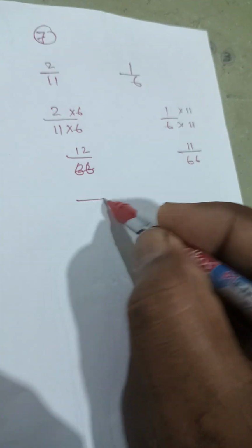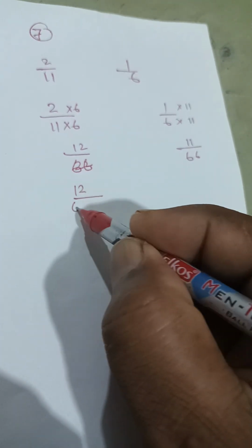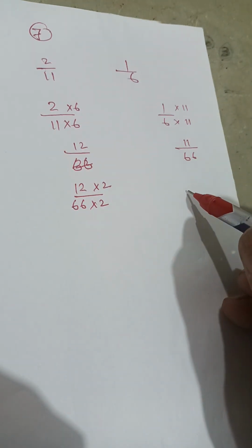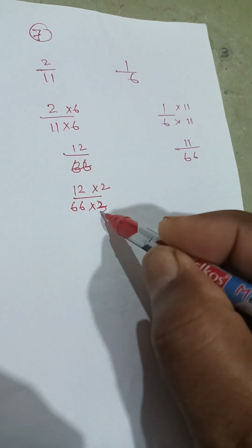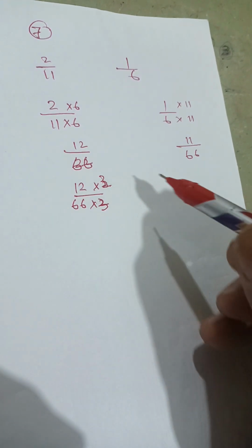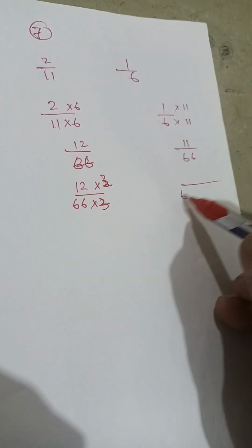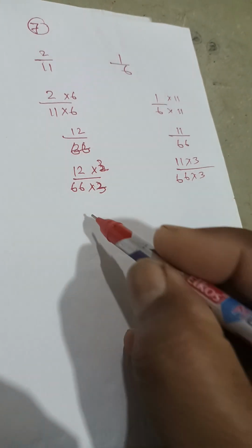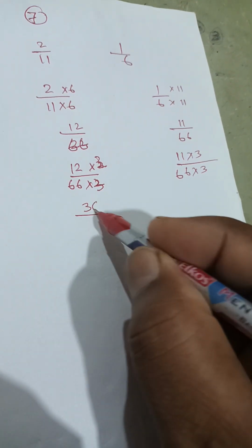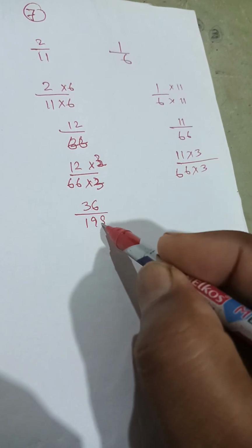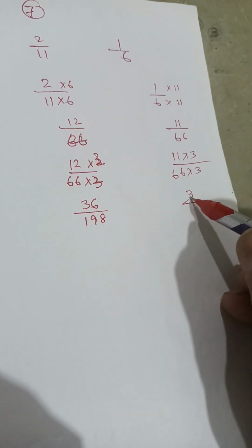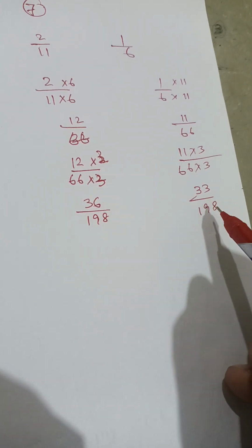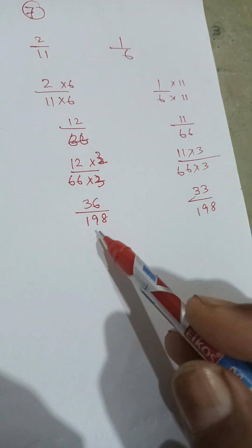Now again I am trying for another thing. It is given 12 by 66. You multiply it by 3, and this is also multiplied by 3. Then we will get some rational numbers between this. It becomes 36 by 198, and it becomes 33 by 198. Okay, now you see this is 33 by 198, it is 36 by 198.